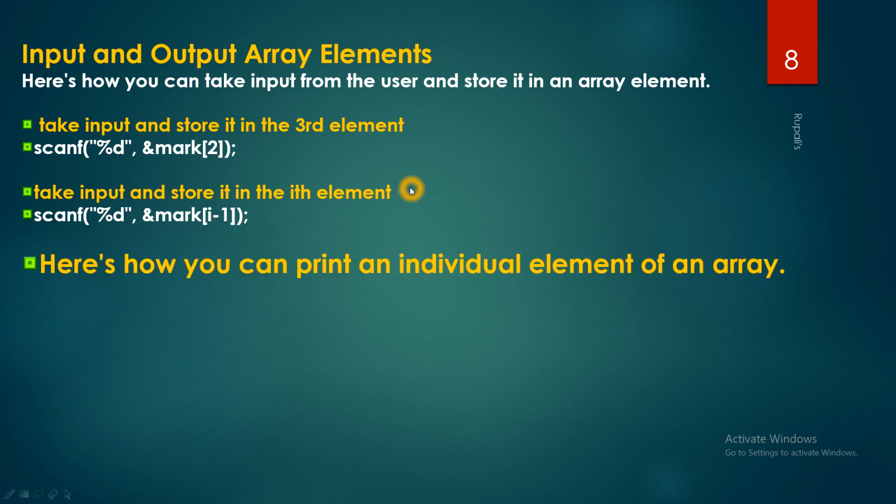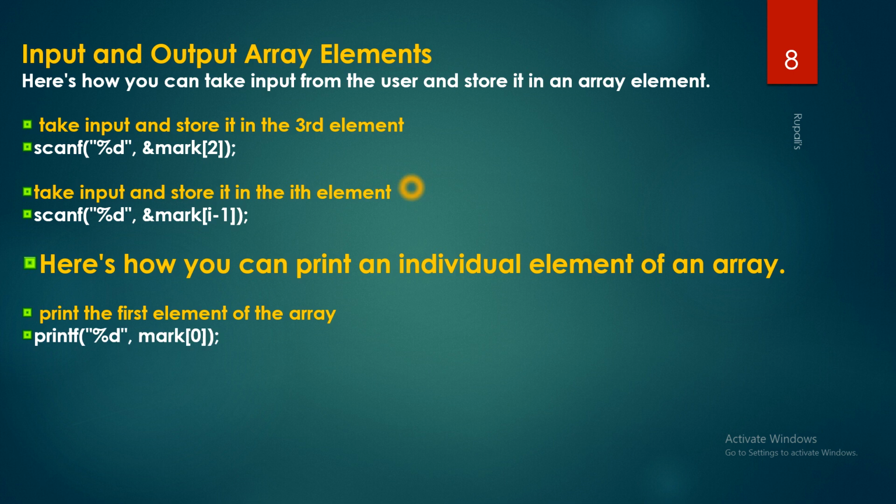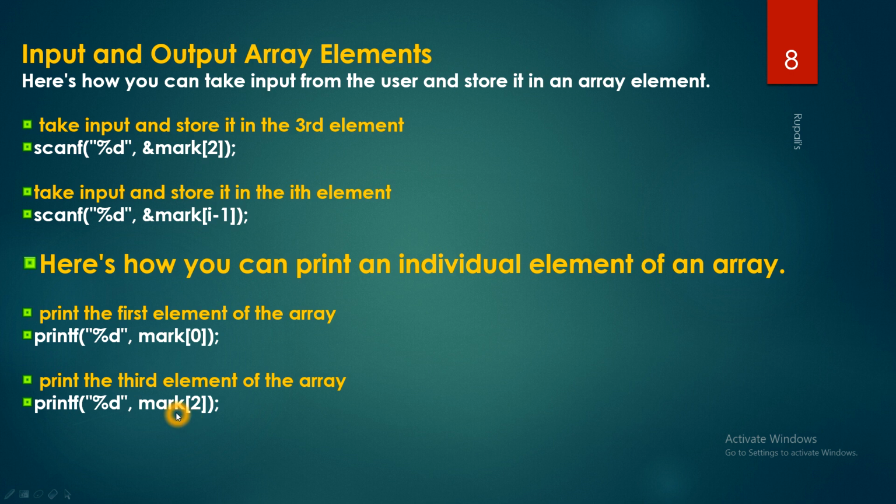Here's how you can print the individual elements of an array. Print the first element of the array. Just write printf, then %d because it is an integer array, and mark[0] because it is the first element. The array starts from 0, so the index is 0. Print the third element of the array in this way: because it starts from 0, it is mark[2]. Print the ith element of the array: %d, mark[i-1], because it starts from 0.